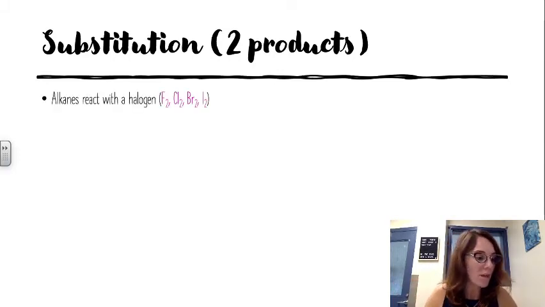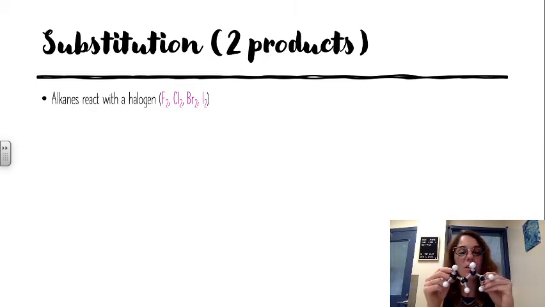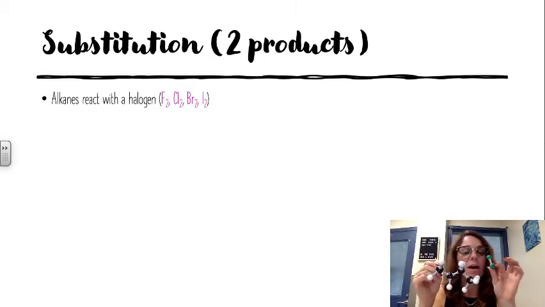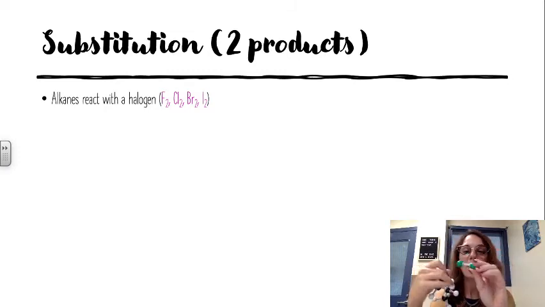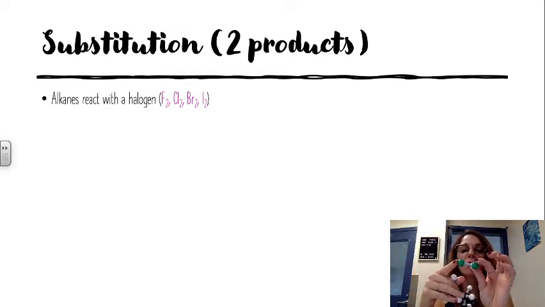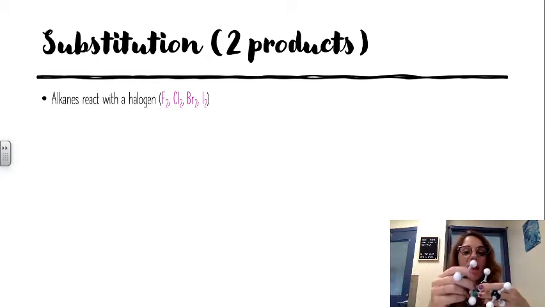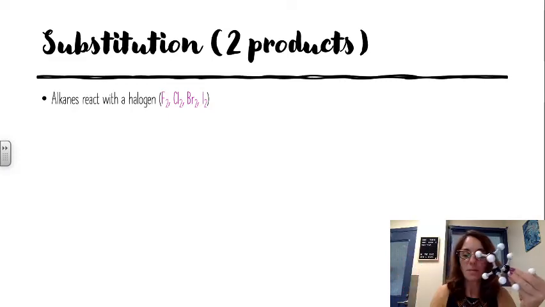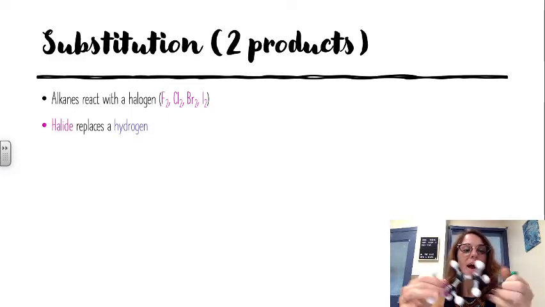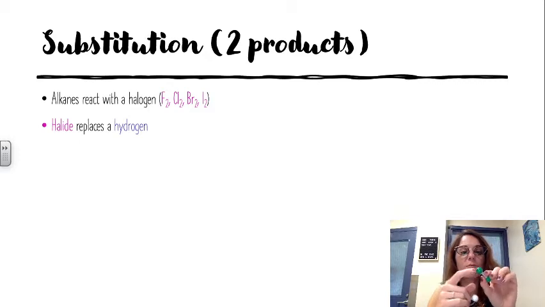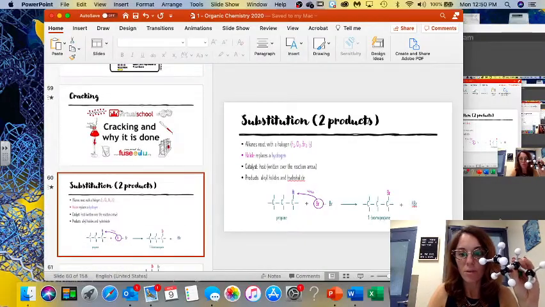A substitution reaction is when we take an alkane and it reacts with a halogen. So here we have a halogen, which we see with the two green molecules. This could be fluorine, chlorine, bromine, or iodine. It doesn't really matter what it is. And essentially what happens here is the halide, which is our short form for one of those halogens, will replace a hydrogen. So I'll show you how that works with the molecules.